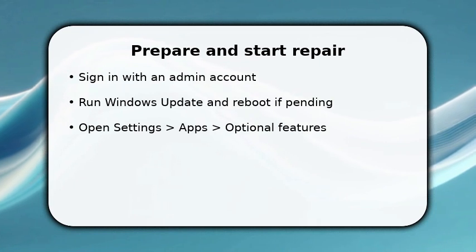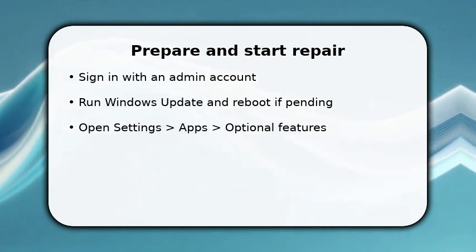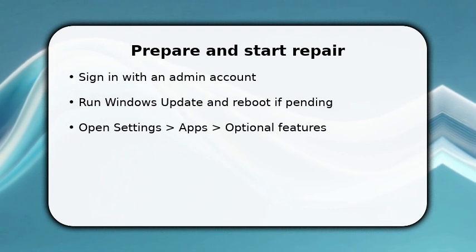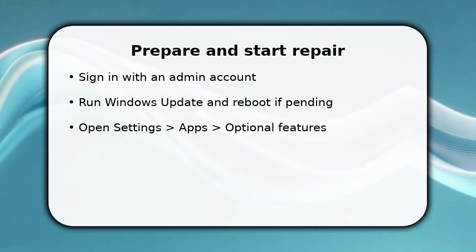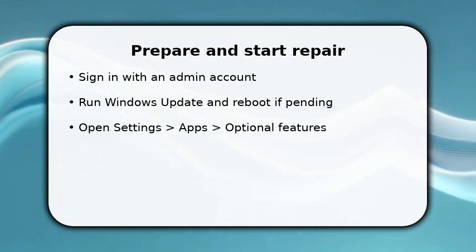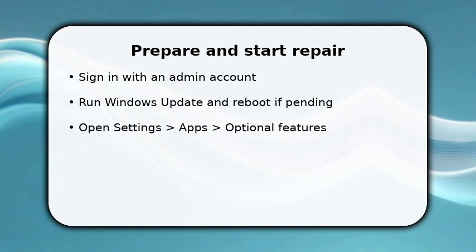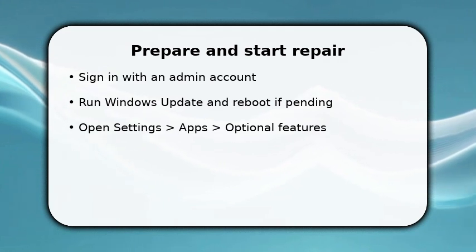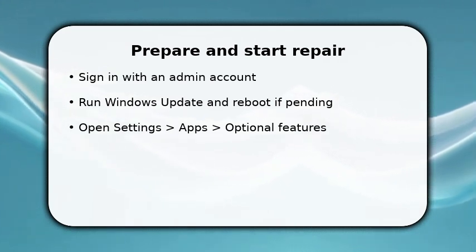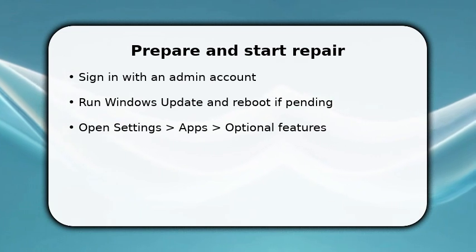Once signed in, check Windows Update and reboot if an update is pending, because store repairs can fail with pending restarts. Next, open Settings and go to Apps, then optional features to confirm store components are listed. This first sweep removes simple blockers and prepares the system. Make sure network is stable and antivirus isn't blocking Microsoft Store processes before moving on.